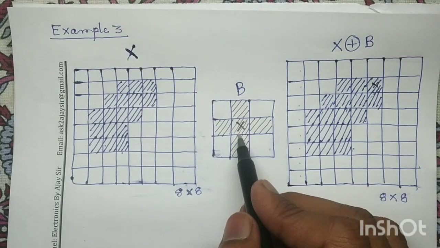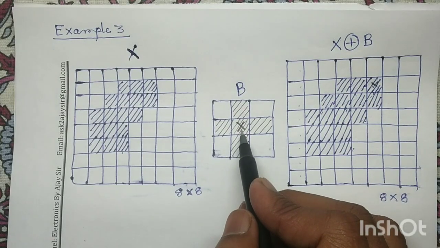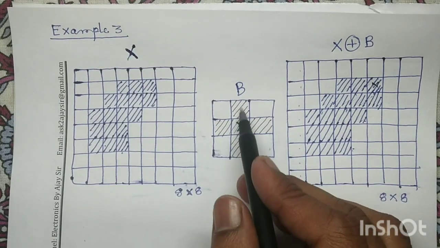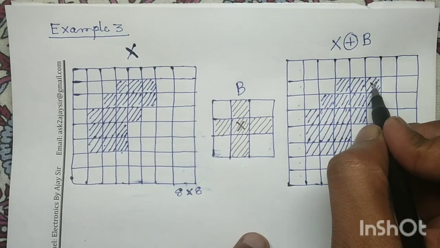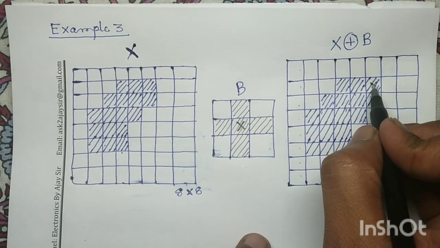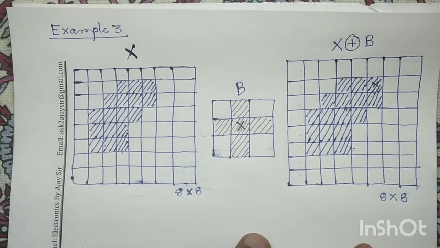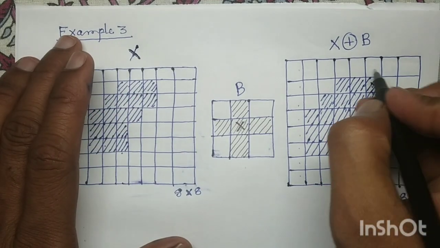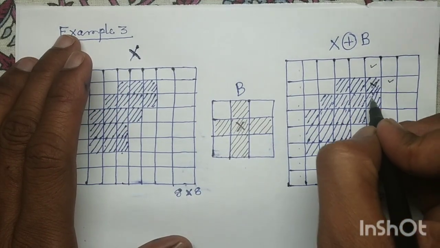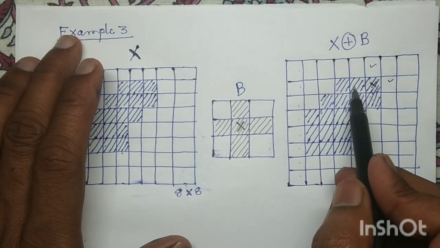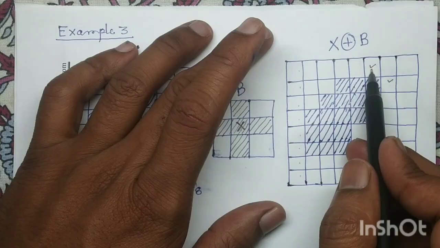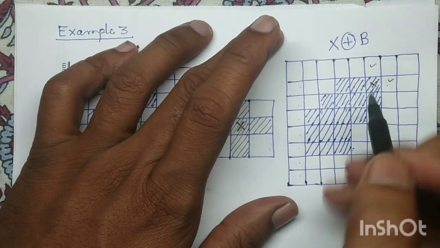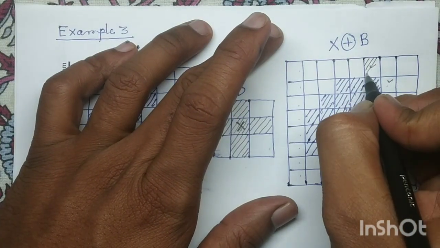In the structuring element, the center pixel is logic 1 and the 4 neighborhood pixels are logic 1. So if we put the structuring element at this point, corresponding to this point we will target the 4 neighborhood pixels. So the 4 neighborhood pixels are this and this. These two pixels are already logic 1. So after performing the dilation operation, this and this pixel will become logic 1.